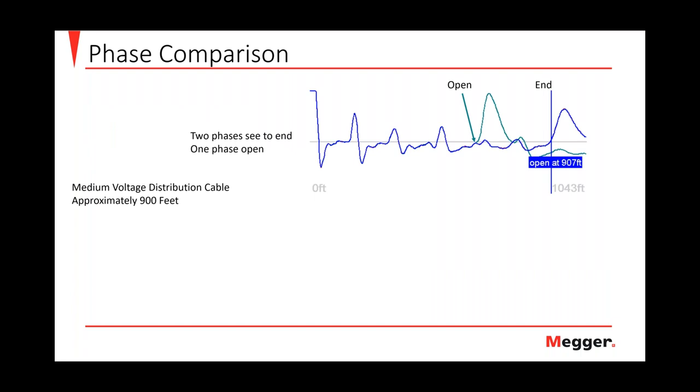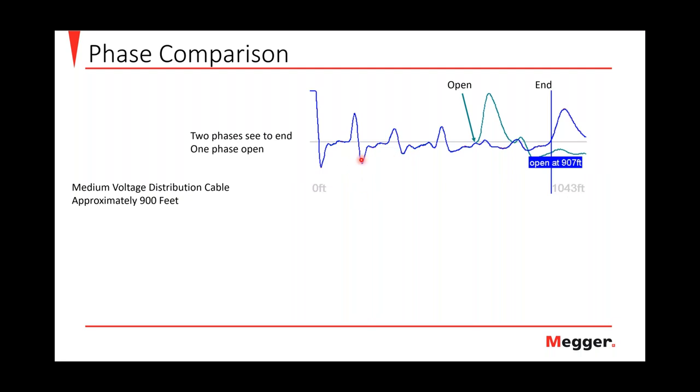So what we'll do is we have two different cables and we want to overlap them and compare one to the other. So if I have, like it says here, a medium voltage distribution cable that's approximately 900 feet long, and I've got two or three cables all together, I can shoot them individually and then compare them, because they should be functionally similar. They should, when I overlap them, show all the same characteristic impedance changes at these locations.